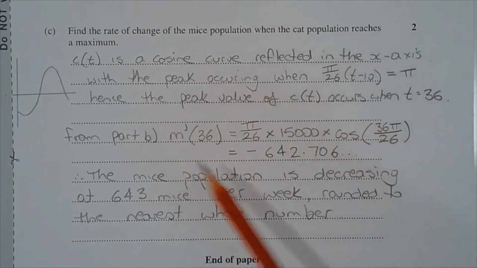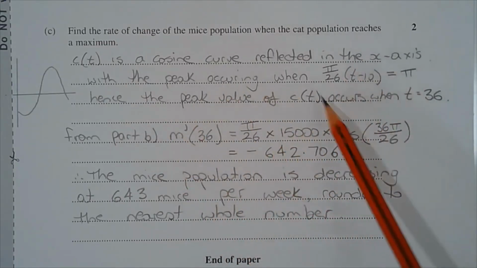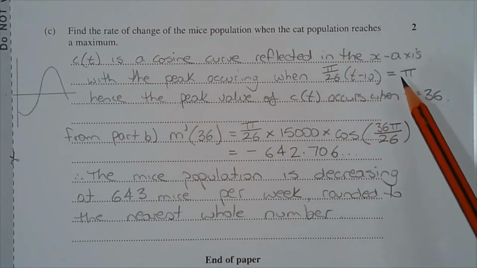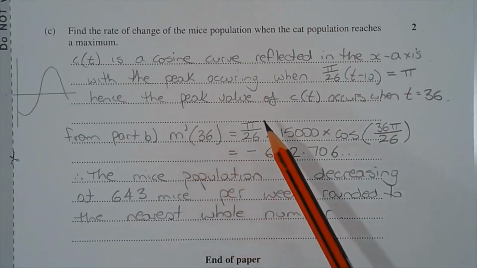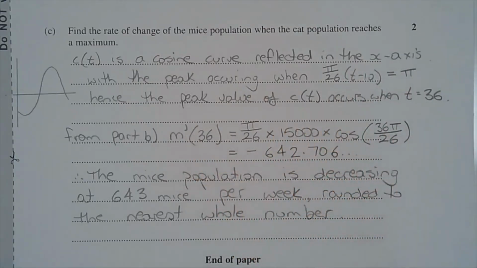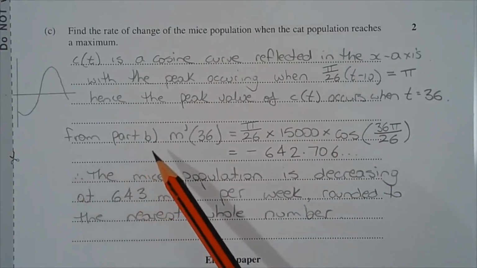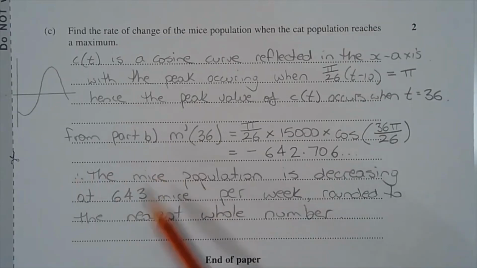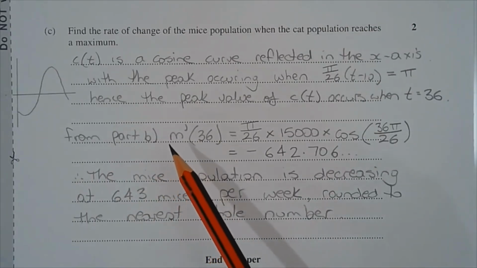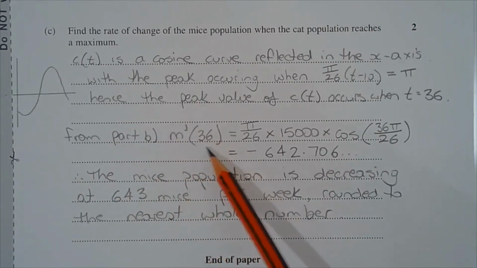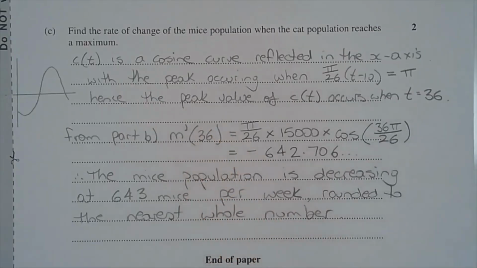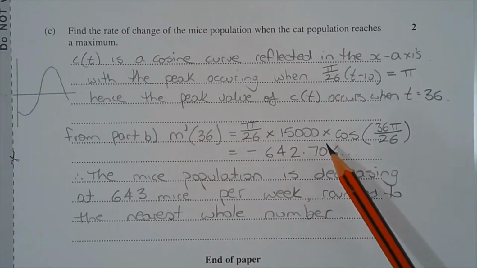Now, to find the point where the peak value occurs, we solve this equation for t. And solving this equation for t, we get t equals 36. So the peak value of c of t occurs when t equals 36, or at the 36th week. Now, from part B, this is to find the rate of change of the mice population. We've already found m dash of t, and we're just going to substitute 36 for t in the equation m dash of t. And that equals pi over 26 multiplied by 15,000 multiplied by cos of 36 pi over 26, making sure that your calculator is in radians.